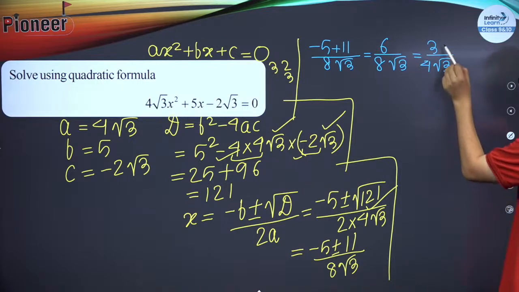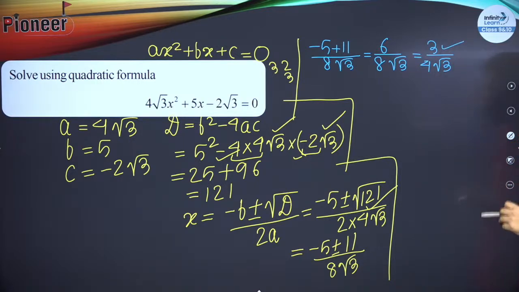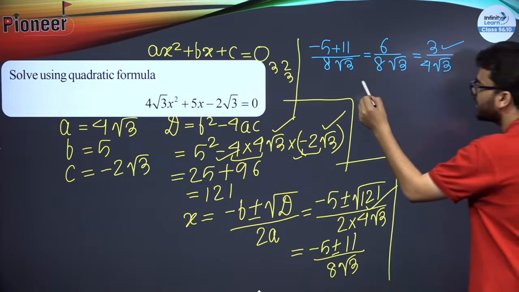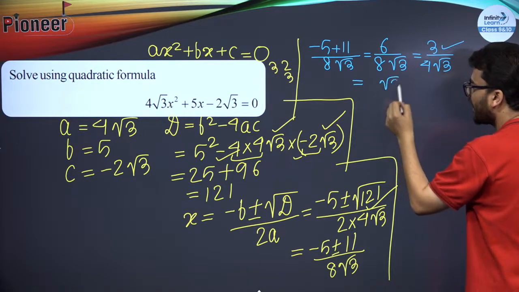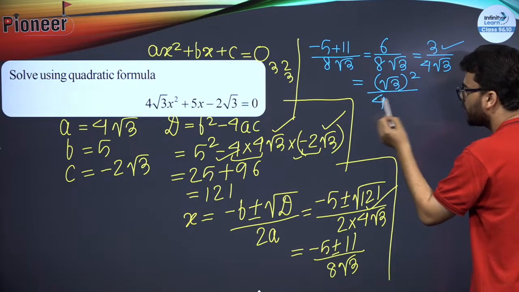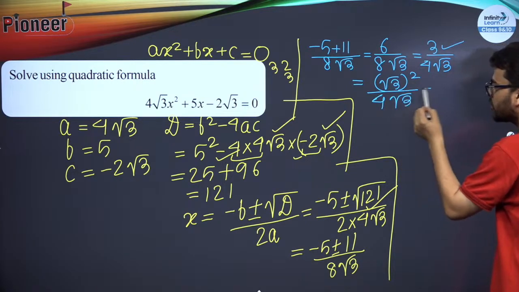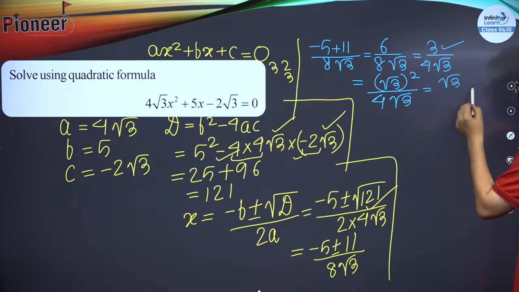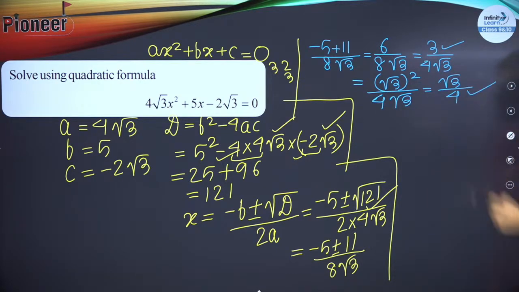Now you see over here root 3 the whole square is 3. In the denominator it is root 3. So can I write it like this? Root 3 the whole square divided by 4 root 3. So the root over here is equal to root 3 by 4. So one root of this quadratic equation is this.